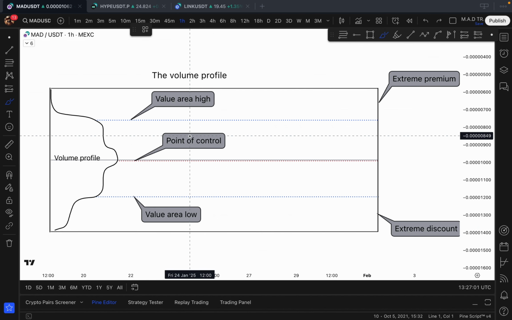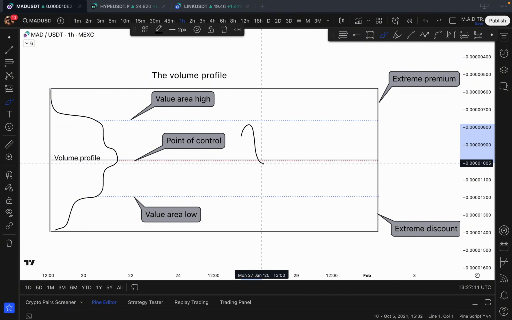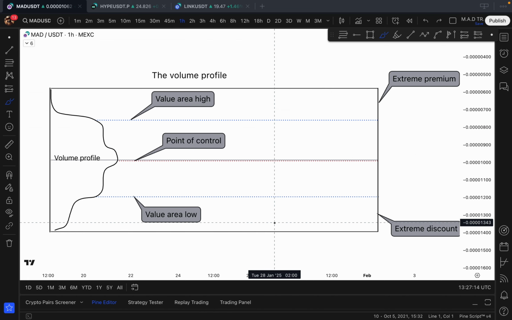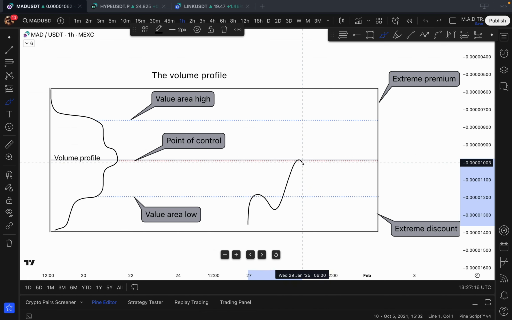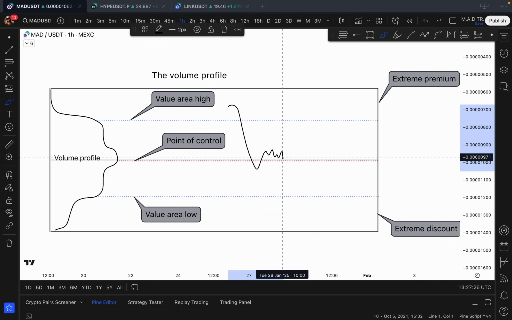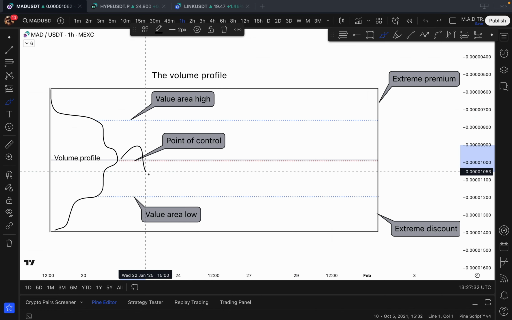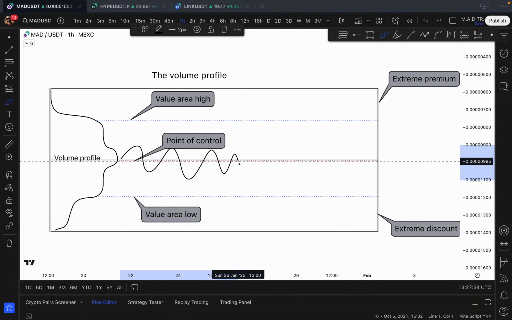Then how do I use the point of control? The point of control is basically a level where most volume has happened, so that's an area where you want to look at what price does. If price comes from above, it can act as a support zone. If price comes from below, it can act as a resistance zone. Since it's mostly around the mid-range, it's more of a level where I'm watching what price does. If it's from above and we stall here for a long time, then you can close your position a bit. But overall, the point of control is an area where you don't want to get into trades.